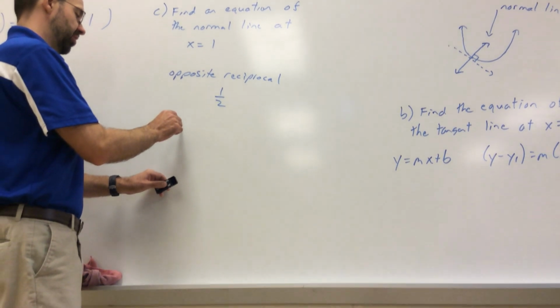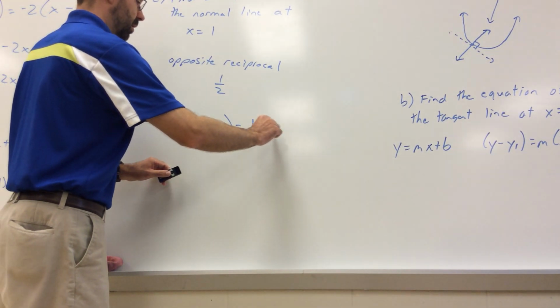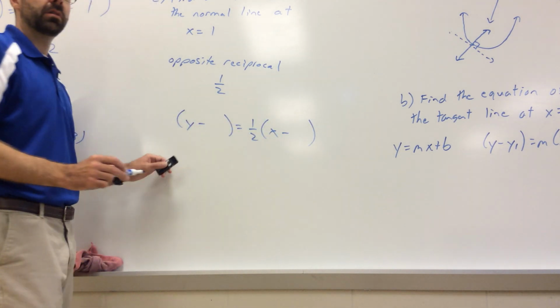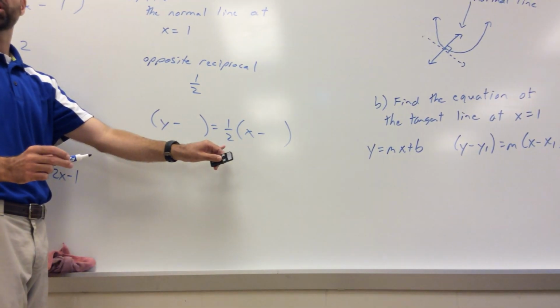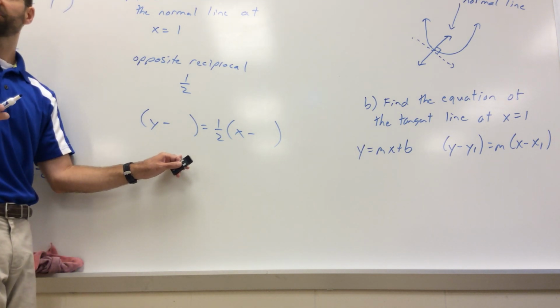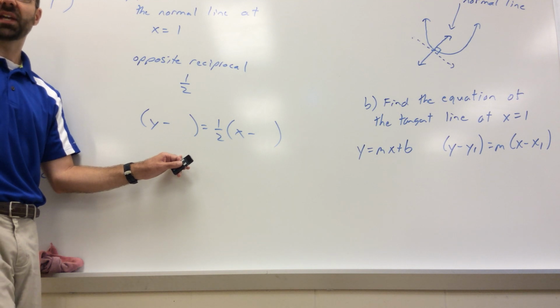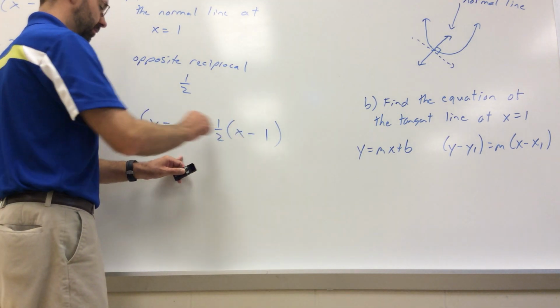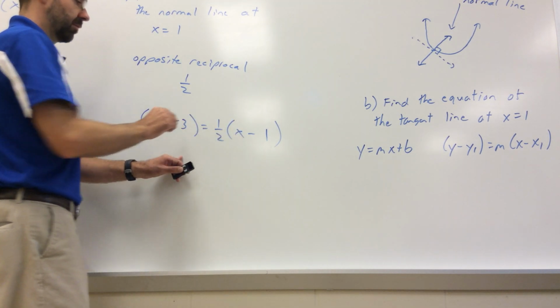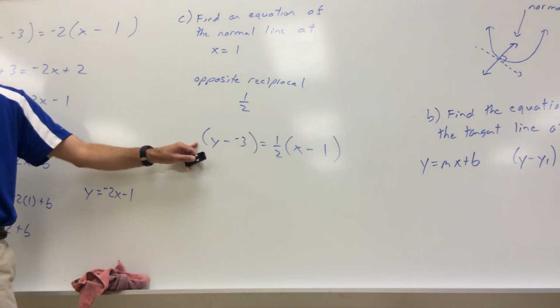Okay, so then the equation is: put 1/2 in for the slope, right? And then what point does it go through? Same point as the other line did, right? The 1, -3. So there's the equation of the normal line.